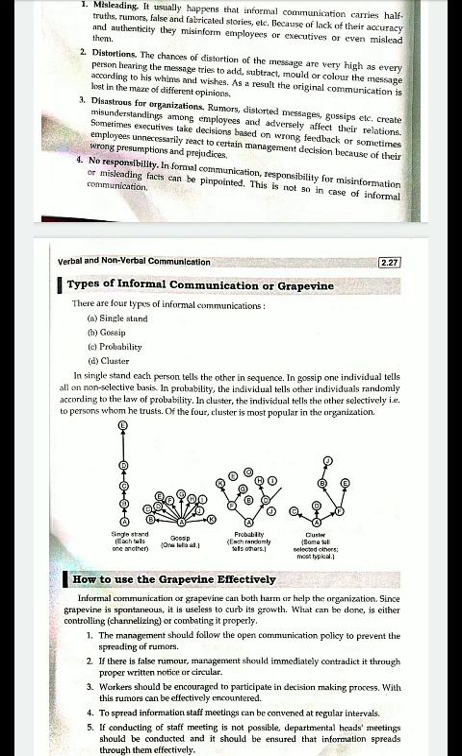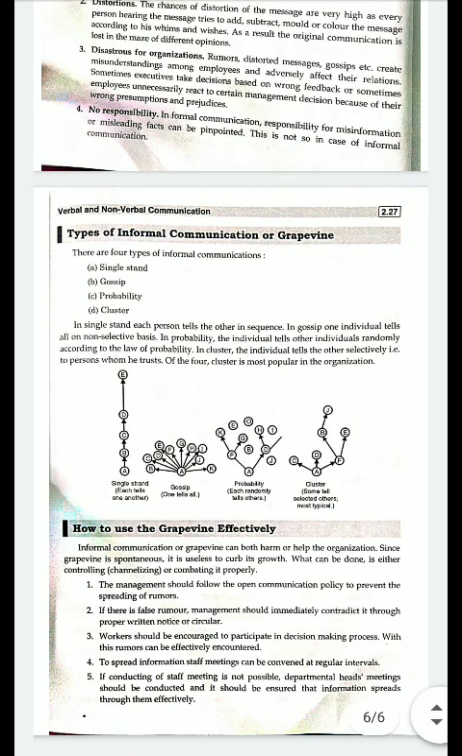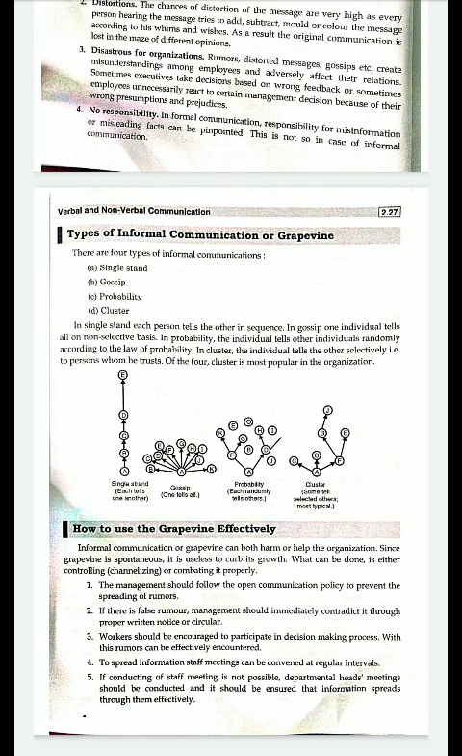Next one is probability. The individual tells other individuals randomly, meaning chosen randomly. Anyone can be chosen according to the law of probability. In cluster, the last one, the individual tells others selectively, that is, persons whom he trusts more. Of the four, cluster is the most popular in the organization, because one knows the others in the organization and has trust in them.